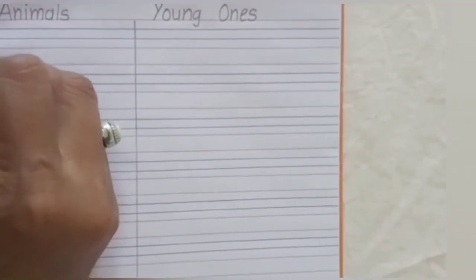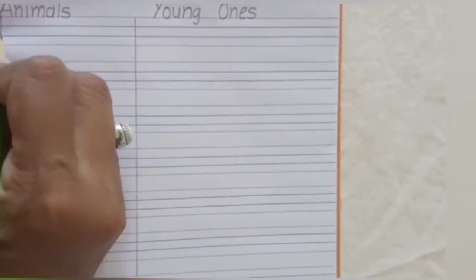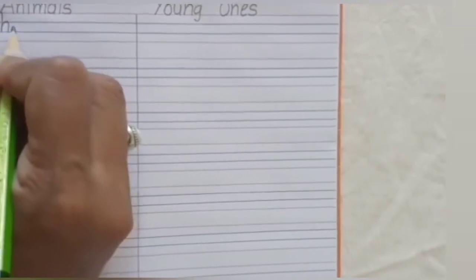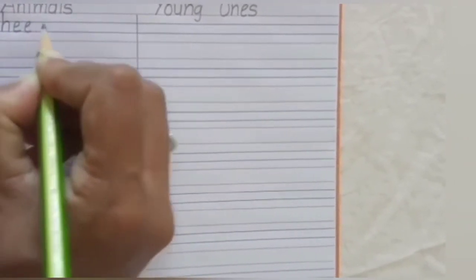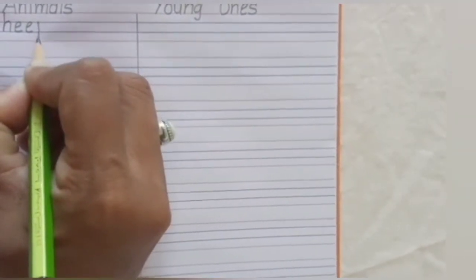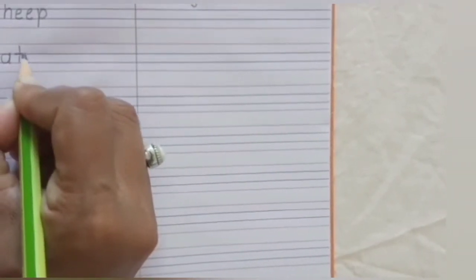Sheep. S capital, small h, E, E again, P. Sheep. Next. Cat. C capital, small a, T. Cat. Next.